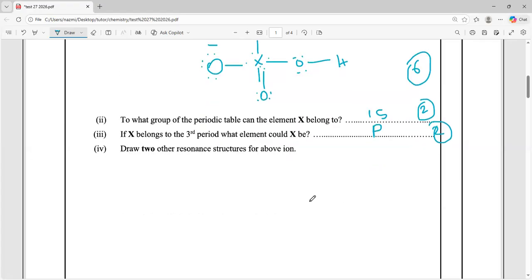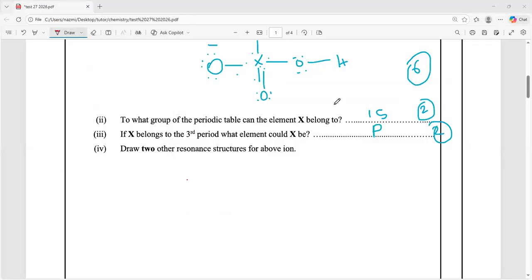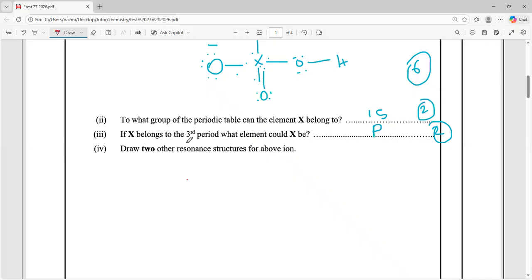Draw two other resonance structures for the above ion. So one, what you can do is put this double bond to the other oxygen. So that is one resonance structure. Since they say if X belongs to the third period, it's phosphorus. If it belongs to the second period, it's nitrogen. Therefore, you don't use the phosphorus symbol, okay? Still use X. So I'm putting a double bond for this oxygen and this oxygen now gets the minus charge. So this is one resonance structure.